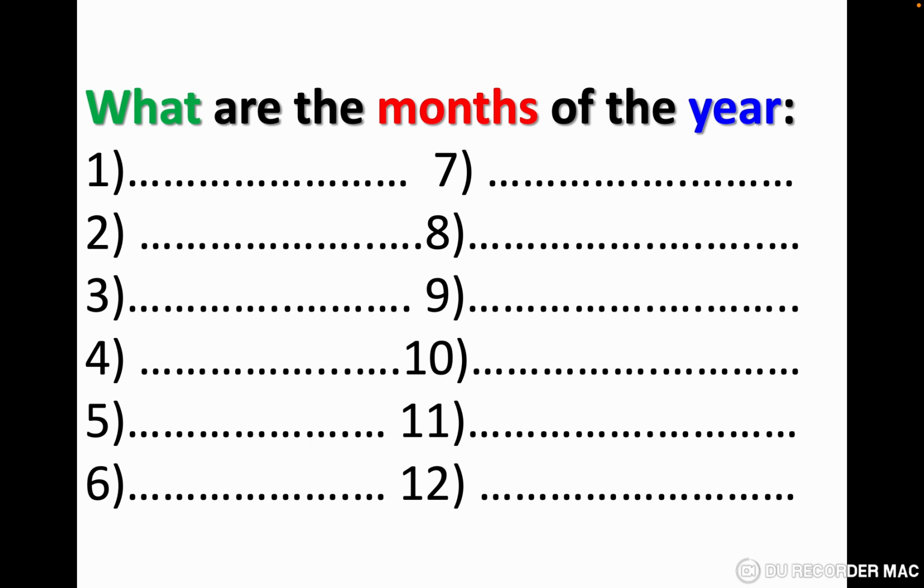What are the months of the year? So as you know, we have 12 months of the year. So it's better to write them in order. What is the first month? What is the second month? What is the third month? What is the fourth month? What is the fifth month? What is the sixth month?